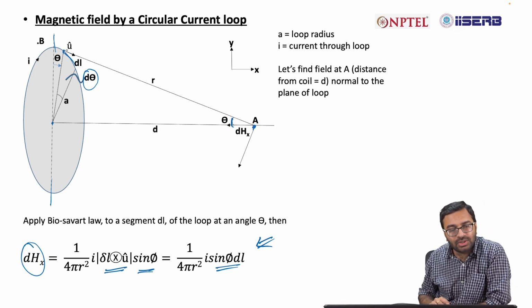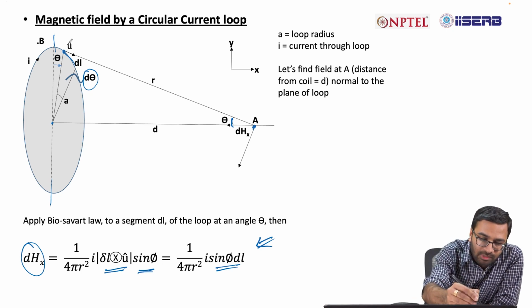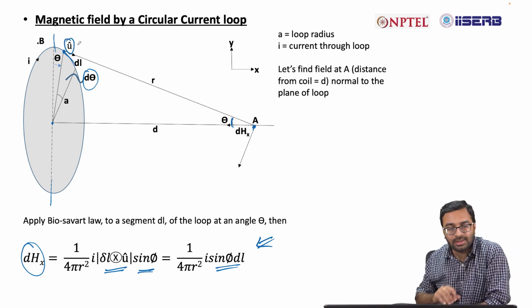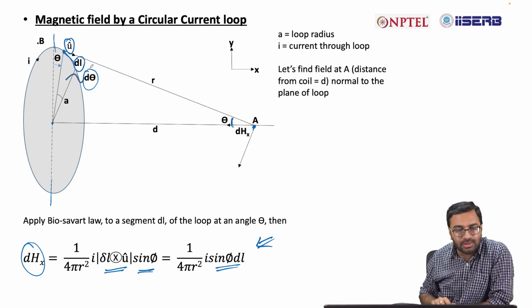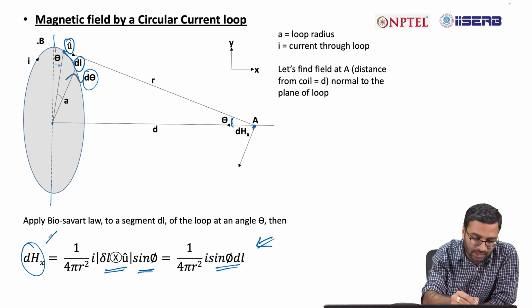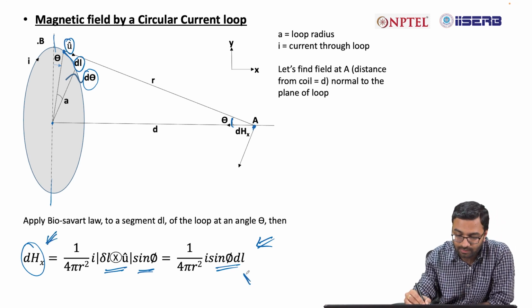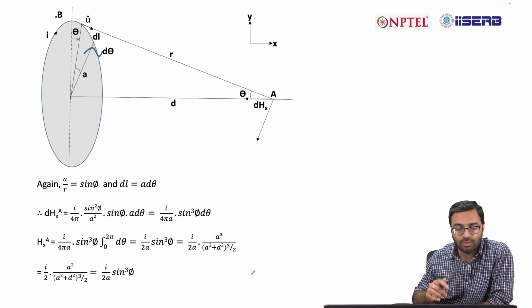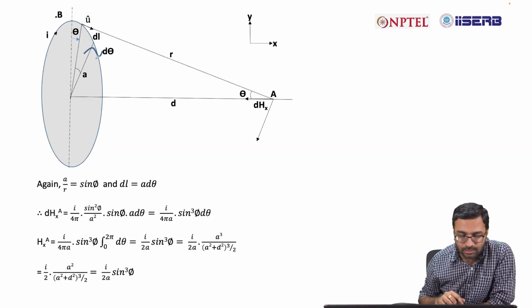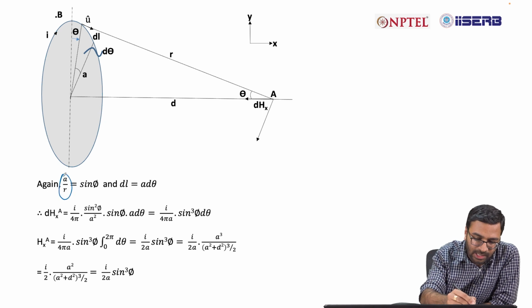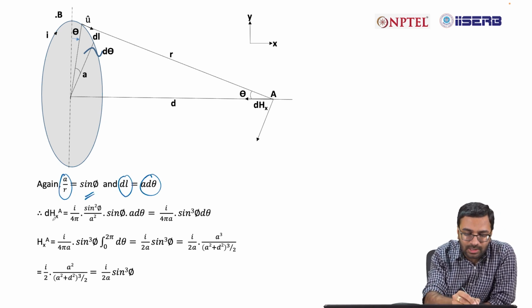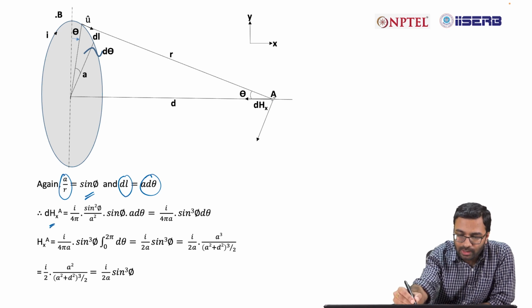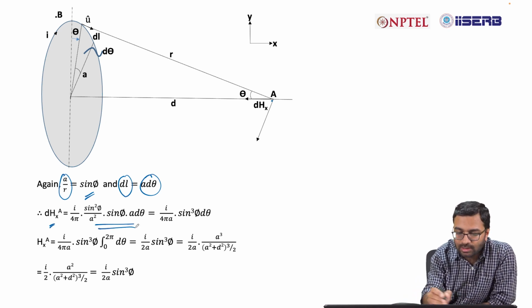And in the y direction you won't find any component, because your vector is perpendicular to the dl. So you will not find any such contribution in the y direction, but in the x direction you will find dhx value is something of this sort. And then if you do some mathematical analysis, you will find a by r is nothing but sin phi, dl is a d theta. So your dhx at point A will be this one.